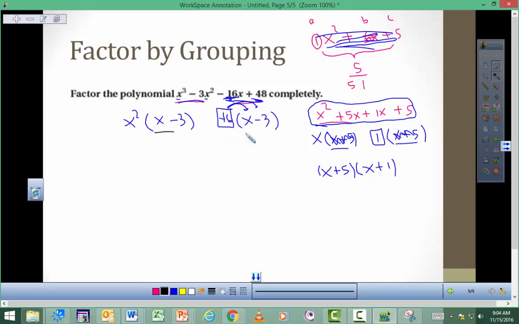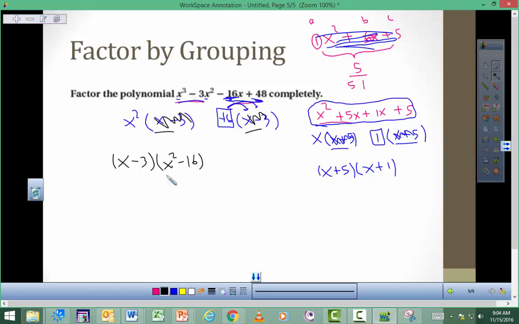This is my common factor now, so that comes out in front. I'm just going to write it out in front. And what's left? Well, if I take this part out and I take this part out, I have x squared minus 16.